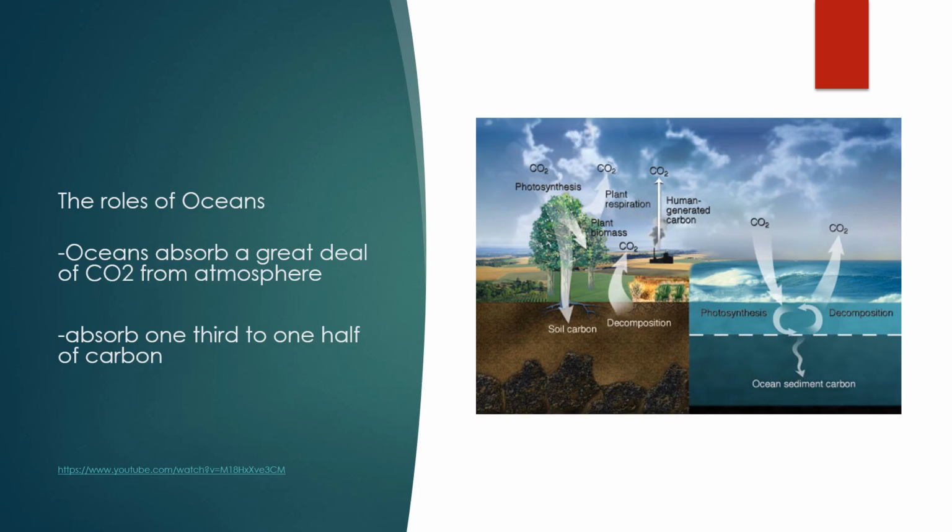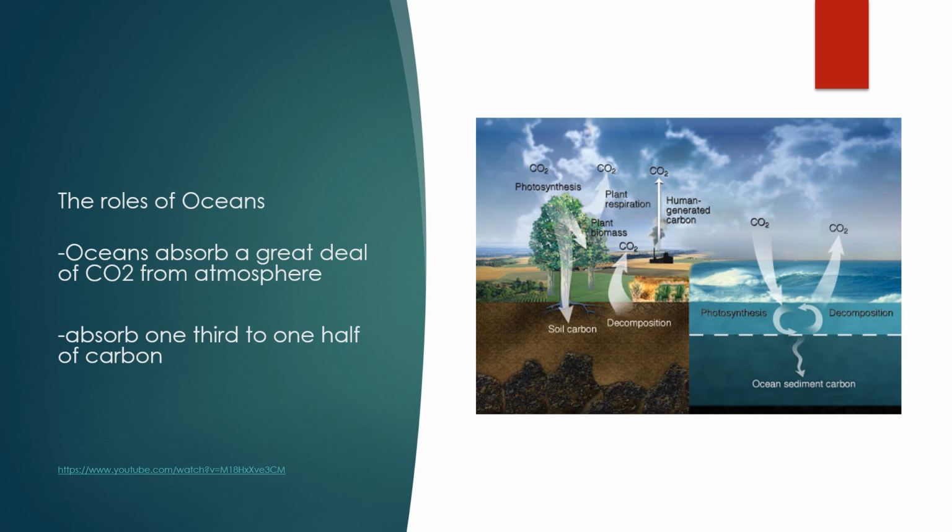The roles of the oceans are also very important. They do help in regulating temperature. Oceans absorb a great deal of CO2 from the atmosphere. They have absorbed about a third to a half of the carbon that human activities release. Once in the ocean, marine plants and animals remove carbon from ocean water through photosynthesis. Large amounts of this carbon in the form of methane hydrates are found in oceanic sediments. If these methane hydrates destabilize by high temperatures, the trapped methane is released into the atmosphere.